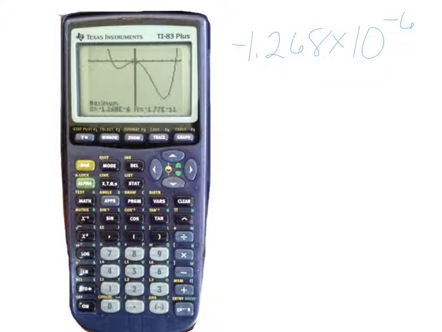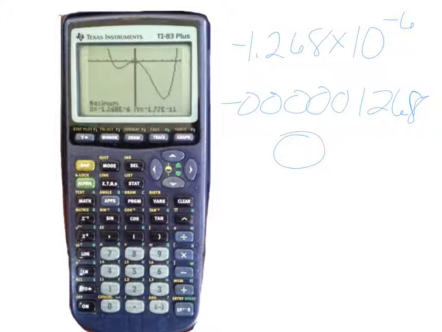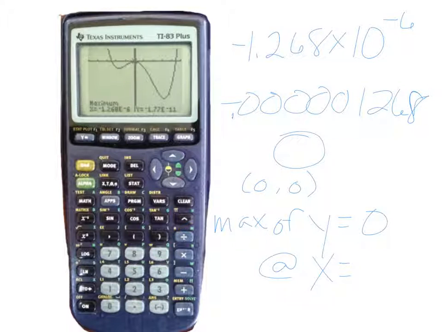Well, if you move the decimal 6 places to the left, that number is so small that we'll just call it 0. Same thing for the y value. If you move the decimal 11 places to the left, that number might as well be 0. So the maximum is at 0, 0. But remember how we write it. Maximum of y equals 0 at x equals 0. So we found the maximum.